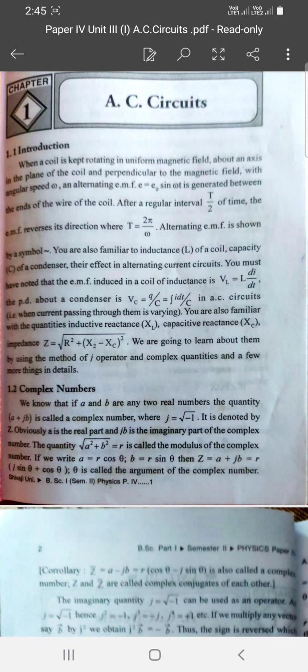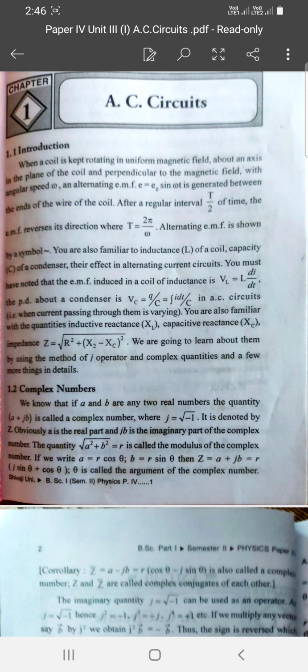When a coil is kept rotating in a uniform magnetic field about an axis in the plane of the coil, perpendicular to the magnetic field, with angular speed omega, an alternating EMF given by E equal to E naught times sine of omega t is generated between the ends of the wire of the coil. Now in the expression of this EMF, a sine factor is there, which means the AC signal is a sinusoidal waveform. It is its indication. E equal to E naught sin omega t is generated between the ends of the wire of the coil.